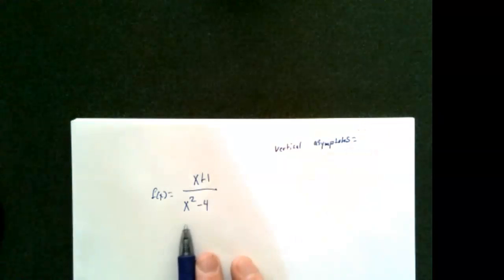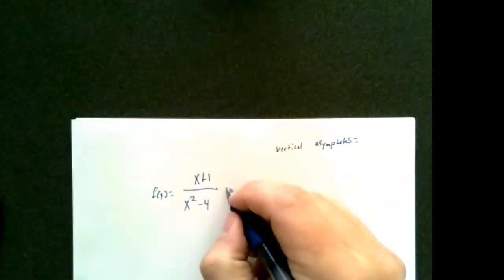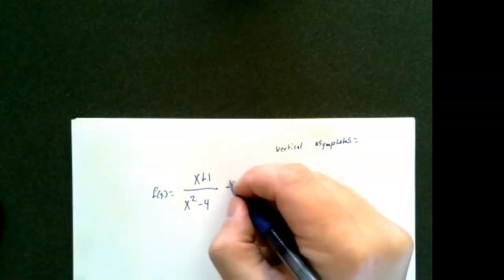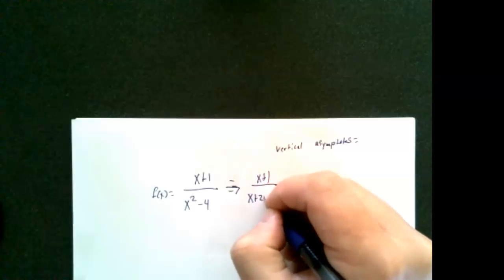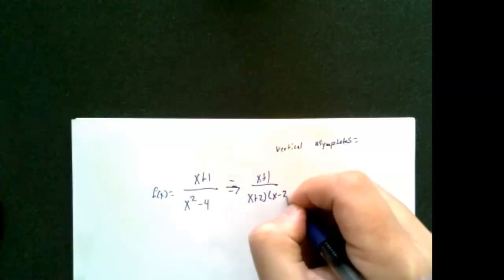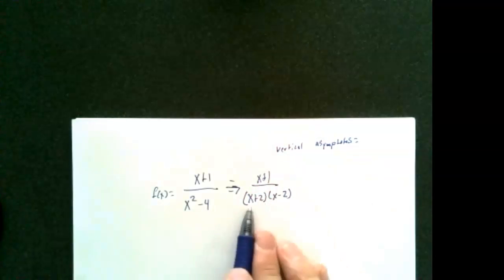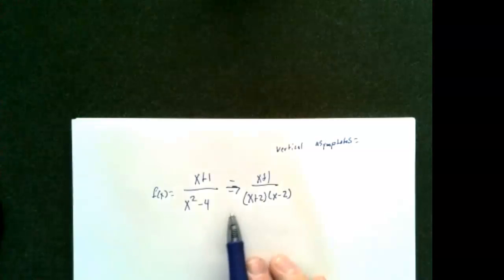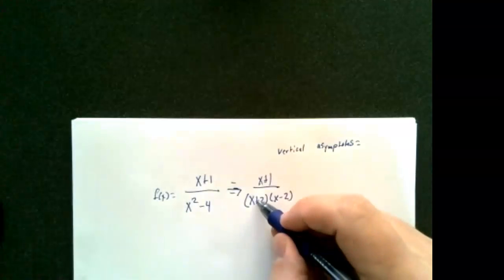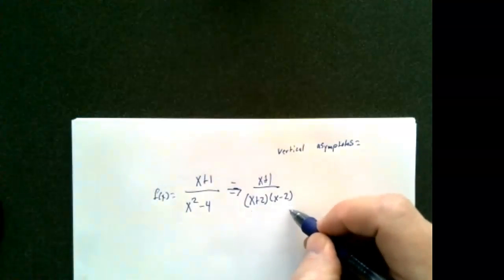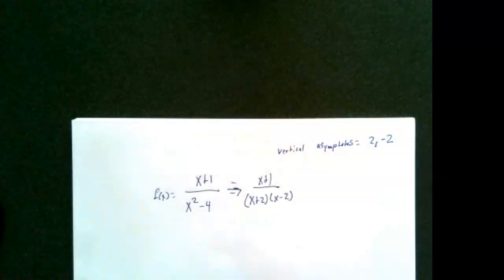Okay, this here is a difference of squares. We can actually factor this out, and it'll be equivalent to x plus 1 divided by x plus 2, x minus 2. That's the factored form of that. It's a difference of squares. So what that means is that we have a 0 at -2 and +2. So we have vertical asymptotes at 2 and -2.